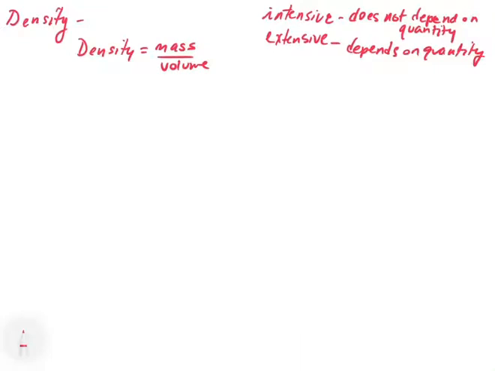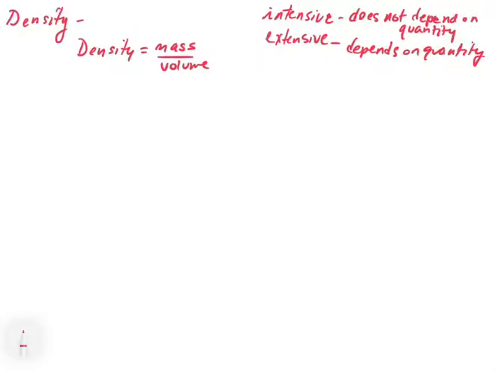By doing the normalization, by dividing the mass by the volume, we get a parameter that does not depend on the quantity. There are a couple of examples of intensive properties. One is conductance, another example of an intrinsic or intensive property. And extensive properties are things like mass, which will depend on the material.